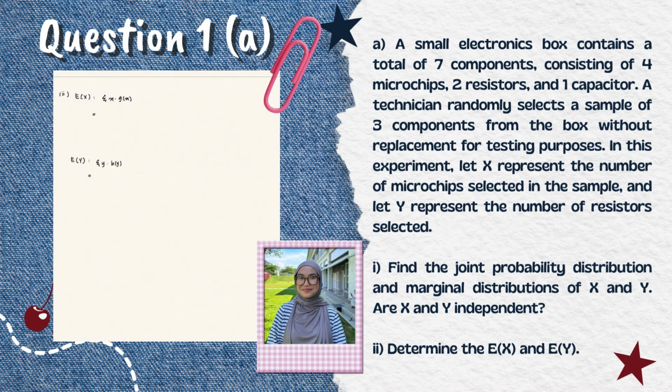Moving on to question A2, we're going to find the mean of x, where we're going to use the formula summation of x times gx. When we put in the values, it will equal 12 over 7. To find the mean of y, we're going to use the formula summation of y times hy, and when we put in the values, it will equal 6 over 7.